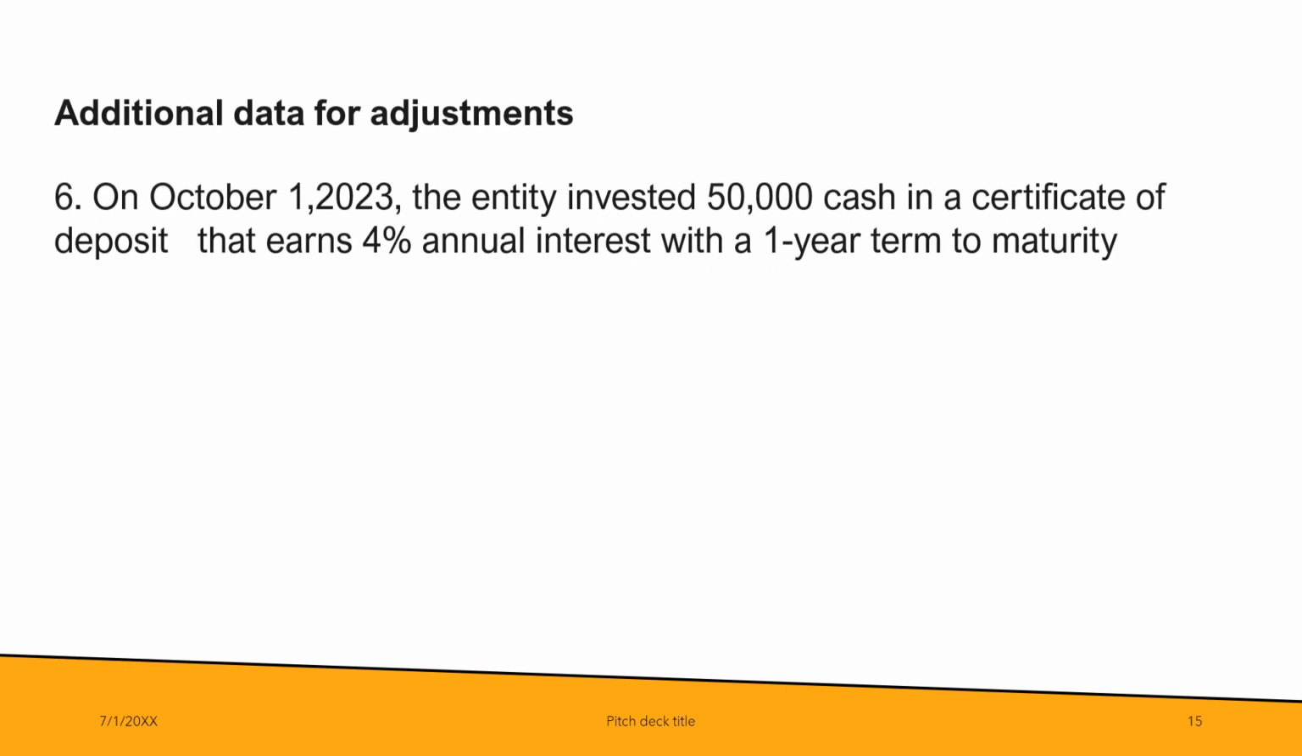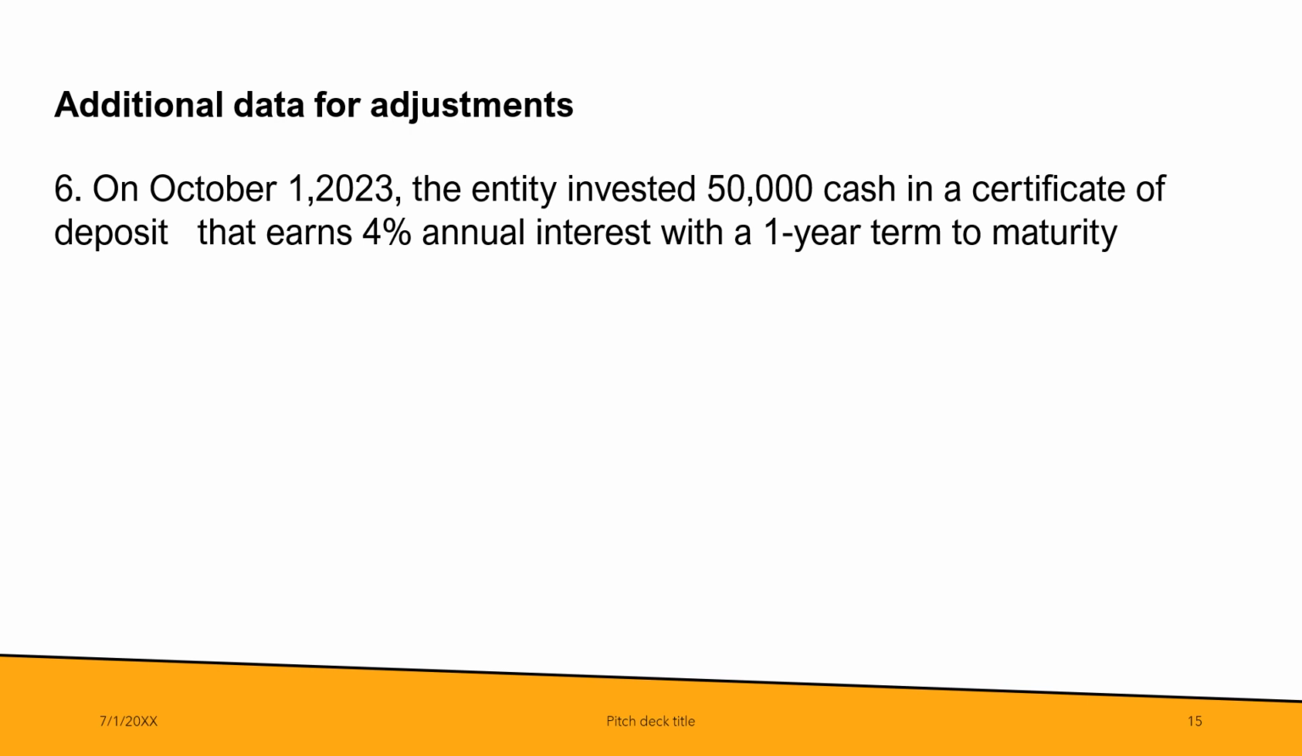Last adjusting entry. On October 1, 2023, the entity invested 50,000 cash in a certificate of deposit, meaning time deposit, that earns 4% annual interest with a 1 year term to maturity. Let us compute how much is the interest income. So we have here 50,000 times 4%.